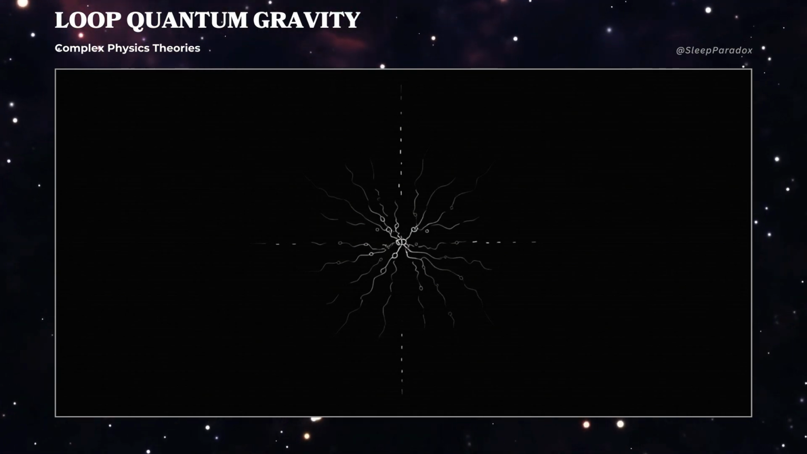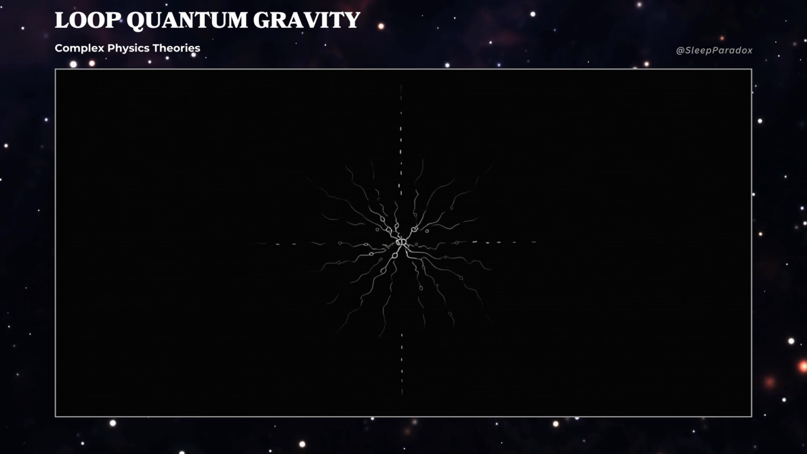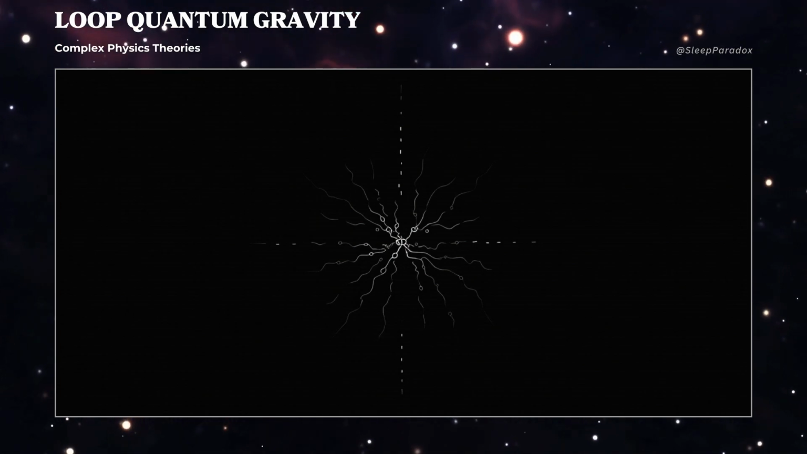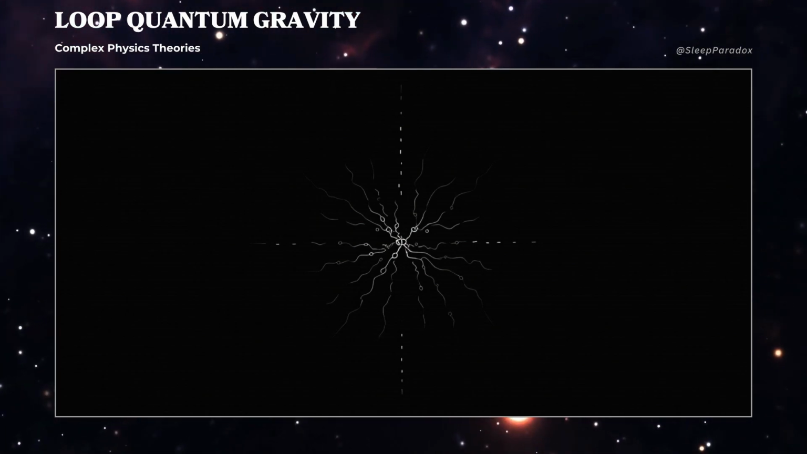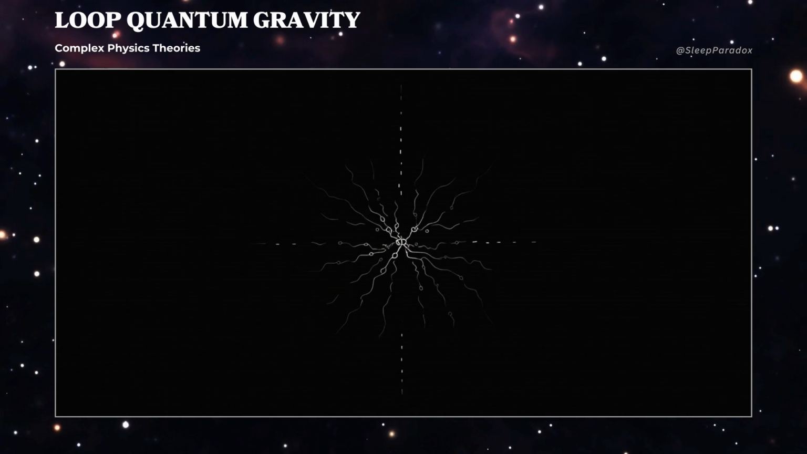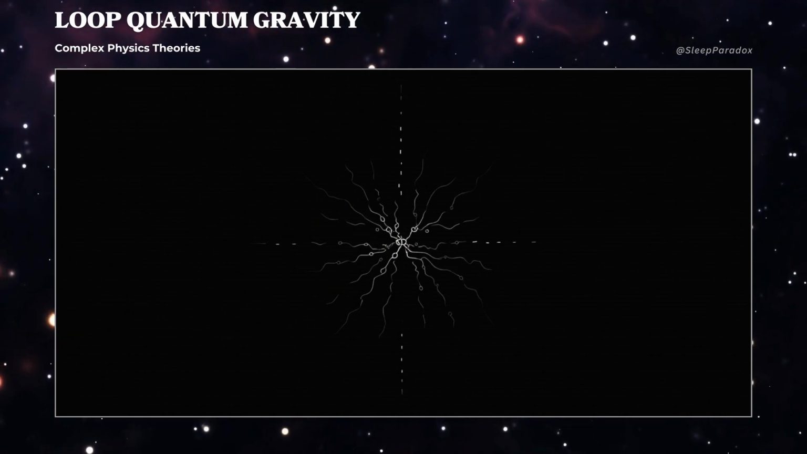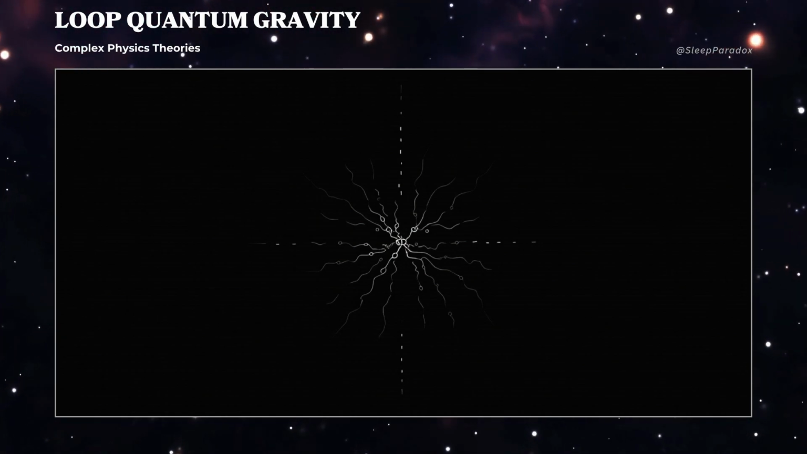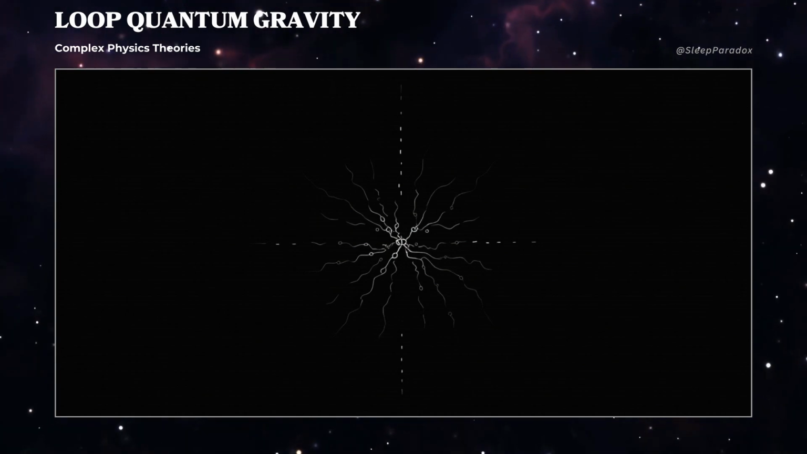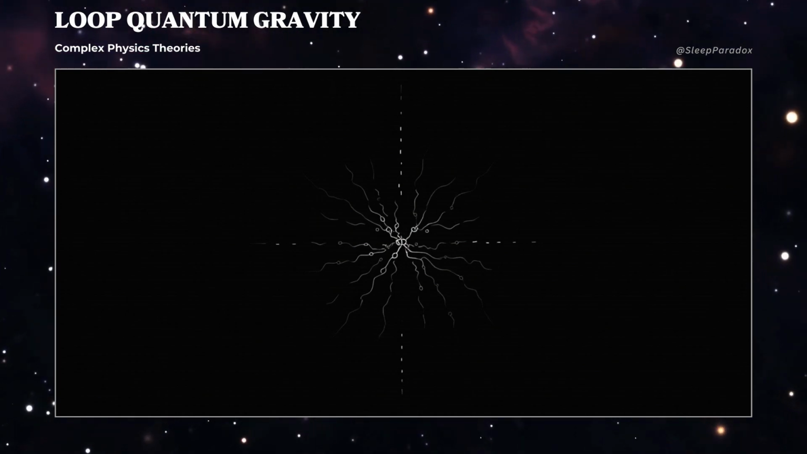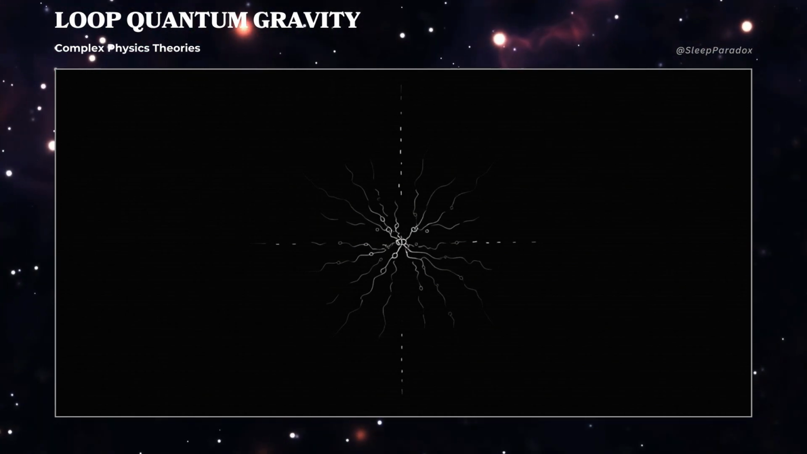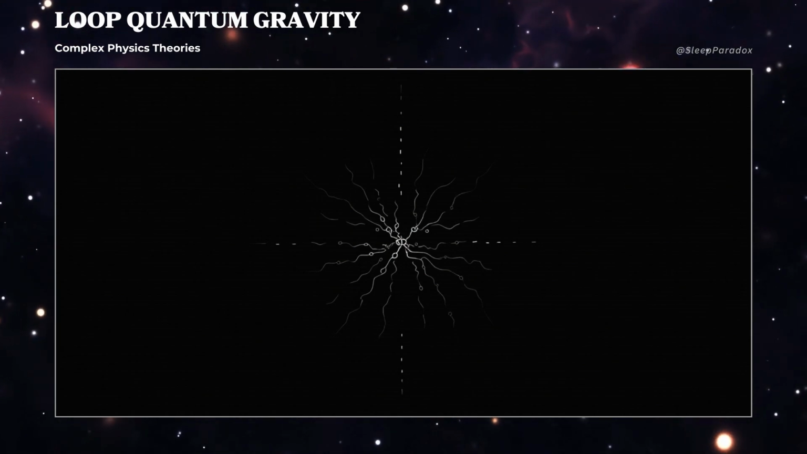The loops themselves are incredibly small, on the order of the Planck length, which is about 1.6 times 10 to the minus 35 meters. At this scale, the smooth fabric of space-time, described by general relativity, breaks down. Instead, what we get is a granular structure where space is made of finite units, and geometry becomes quantized.